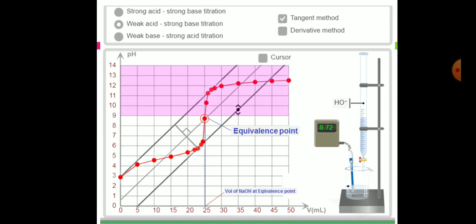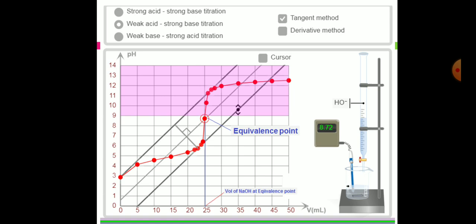Once this perpendicular is drawn, the midpoint of that perpendicular will be located, and from that midpoint one third line parallel to both tangents will be drawn. The point where this middle parallel line cuts the titration curve, that is red in color, is our equivalence point, and the volume corresponding to that equivalence point we can see on the x-axis. That volume is going to be used for doing the calculations, to find out the concentration of the acid.